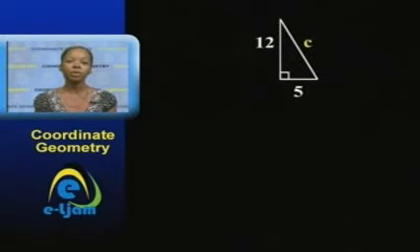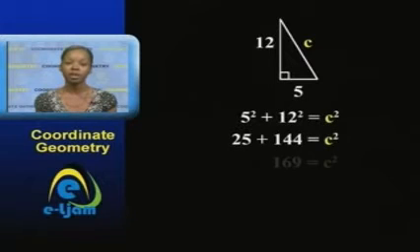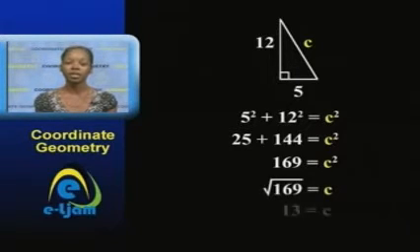But suppose we don't know what the length of the hypotenuse is. If the other two sides have lengths 5 and 12, we know we can square them and add them to get the hypotenuse squared. So, 5 squared plus 12 squared equals c squared. C squared equals 169. To find the value of c, which is the hypotenuse, we have to find the square root of 169, which is 13.